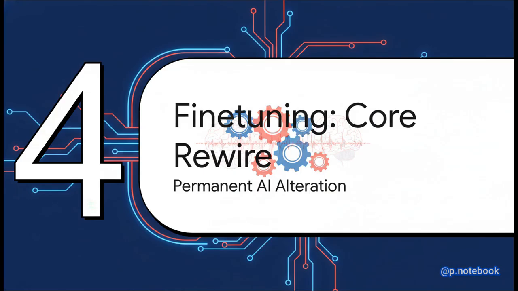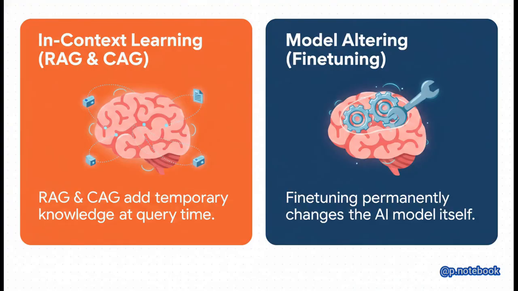But what if you don't want to just give your AI some notes for a test? What if you want to actually send it to school to learn a completely new skill or to adopt a whole new personality? Well, that requires a core rewire. And that brings us to our third method, which is really in a category all its own. While RAG and CAG are doing in-context learning, adding temporary info, fine-tuning is a form of model altering. It permanently, and I mean permanently, changes the AI model itself.